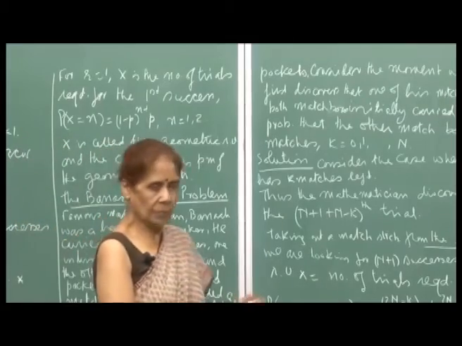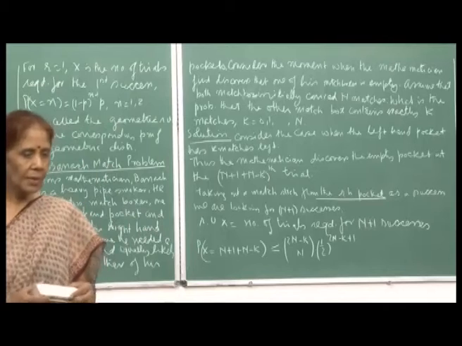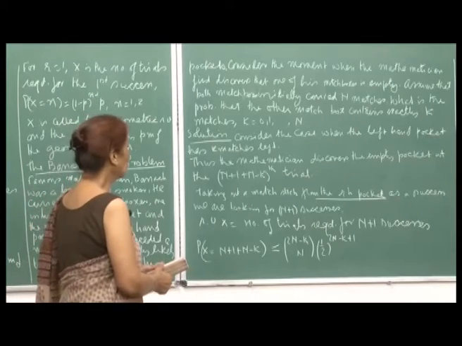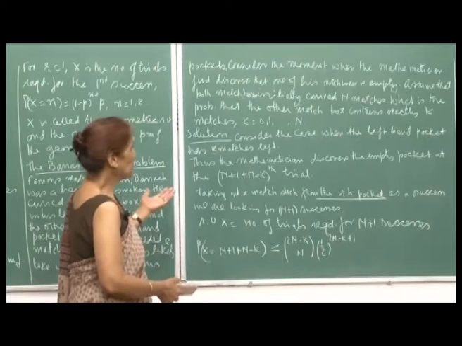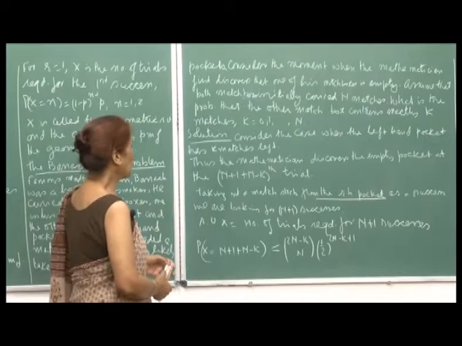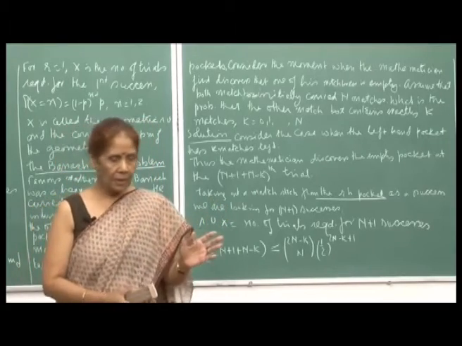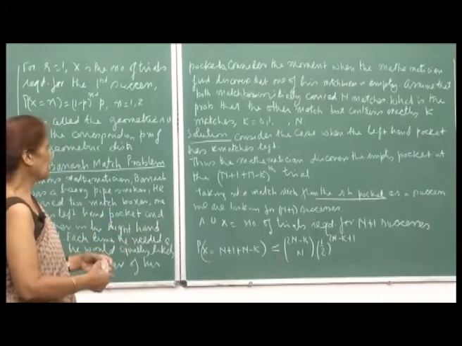So, that means initially both had capital N matchsticks, and when he discovers that one of the match boxes is empty, the other one contains exactly k matches. This is the probability we have to find. Let us consider the case when the left hand pocket has k matches left, so the right hand pocket is empty and the left hand pocket match box has k matches left.